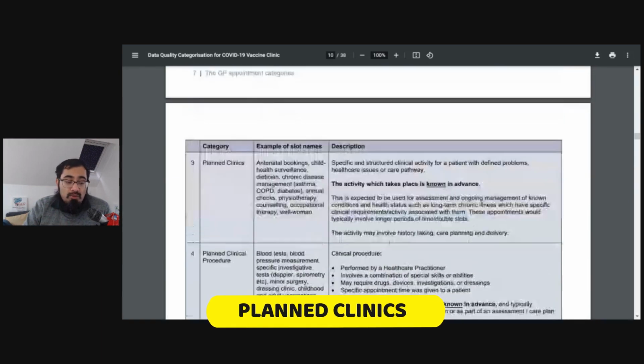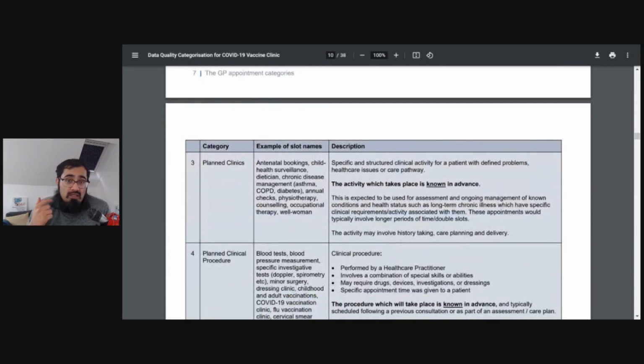We then get to planned clinics. So as I mentioned earlier, you've got your long-term clinics, so your asthma clinics, your diabetes clinics, your antenatal clinics, your child stuff and all that kind of thing, or your kind of planned clinics that you would normally have. That comes into this category.